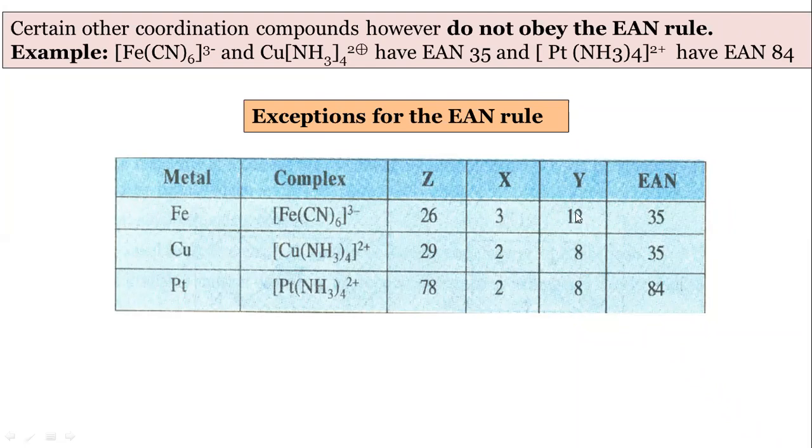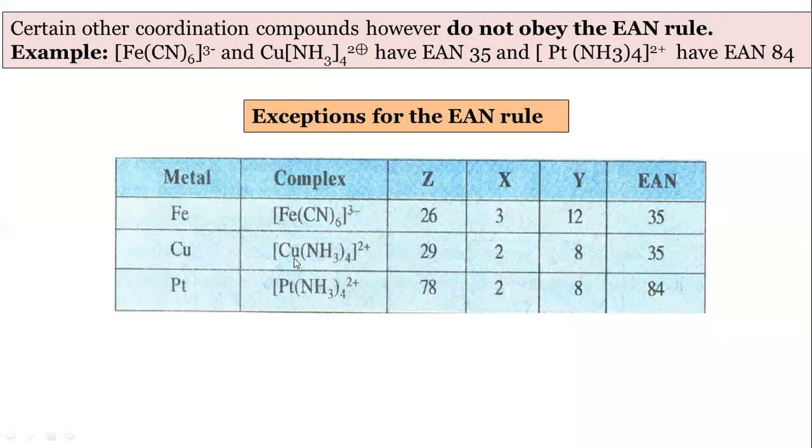So if you do it according to this formula, the effective atomic number is 35, which is not equal to the next rare gas. Means these 3 examples do not obey the effective atomic number rule. Remember, this may be asked in the board exam, very important. So practice at your home.